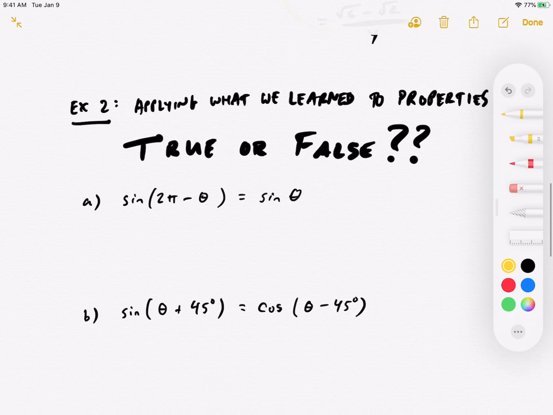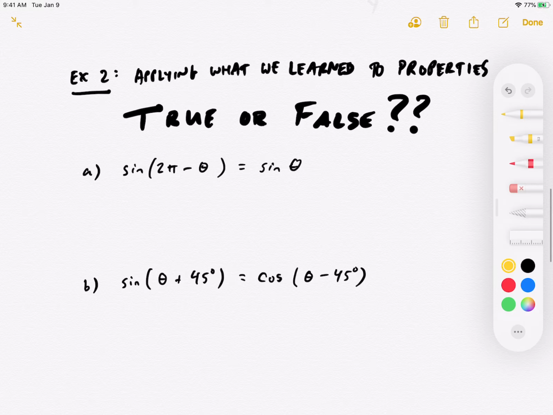Let's think now about how we could apply what we've just learned with these new identities to maybe some old properties. So these are some true or false questions. We talked before about some of these properties via symmetries on the unit circle, but now I can think about them a little bit differently. And if I'm ever a bit confused about a symmetric relationship with sine or cosine, I could use the new knowledge that I came up with to check it.